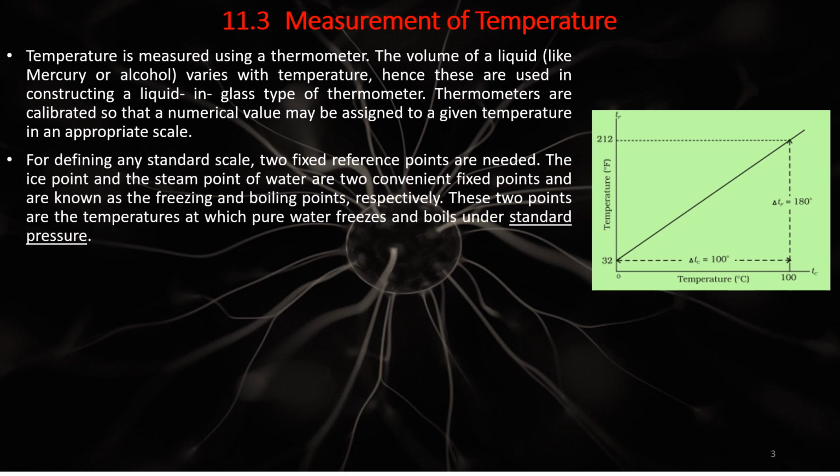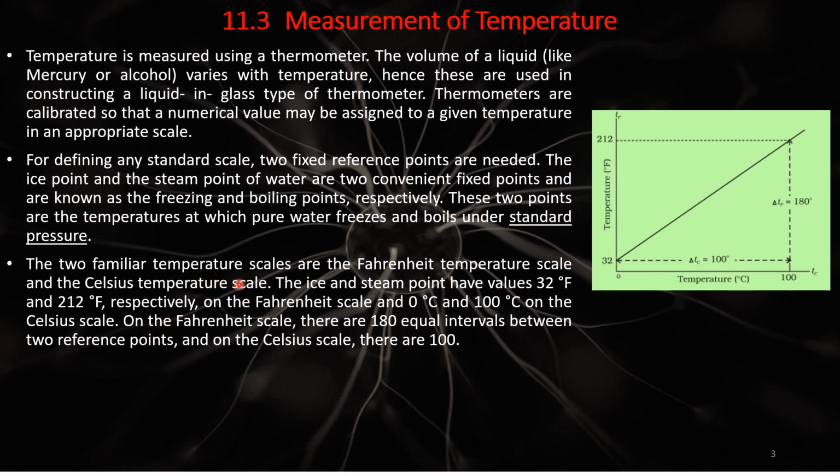For defining any standard scale, two fixed reference points are needed. The ice point and the steam point of water are two convenient fixed points and are known as the freezing and boiling points respectively. These two points are the temperatures at which pure water freezes and boils under standard pressure.